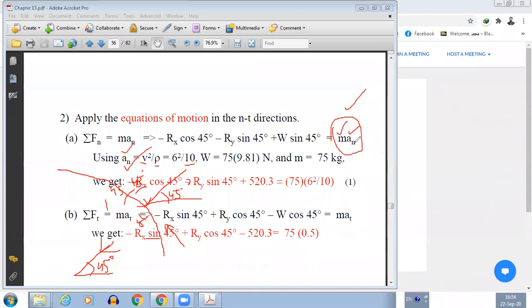Okay, now let's discuss the forces, summation of forces in the normal direction. Now there's something that you need to see. Look, all the angles are 45 degrees, so that's not a big issue. Even sine 45, cos 45 will give you the same answer. The problem is only to look at the direction of forces, negative or positive. We have three forces here: Rx, Ry, and the weight.